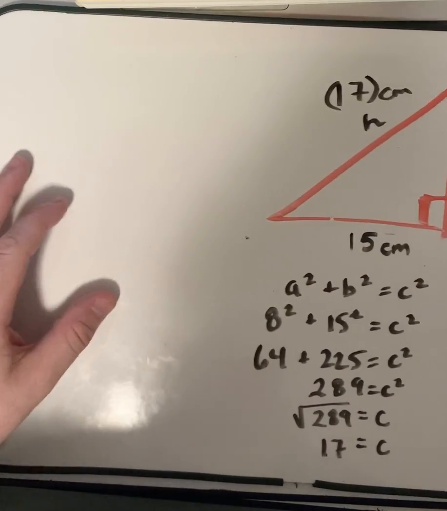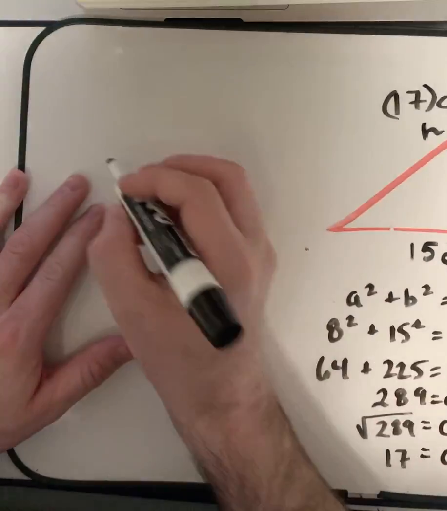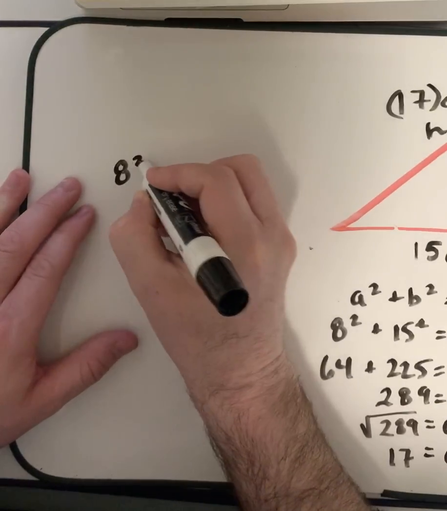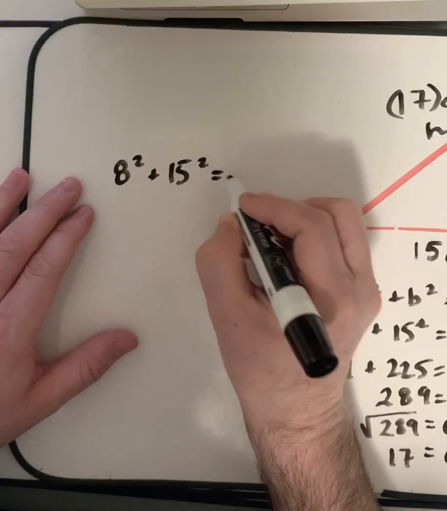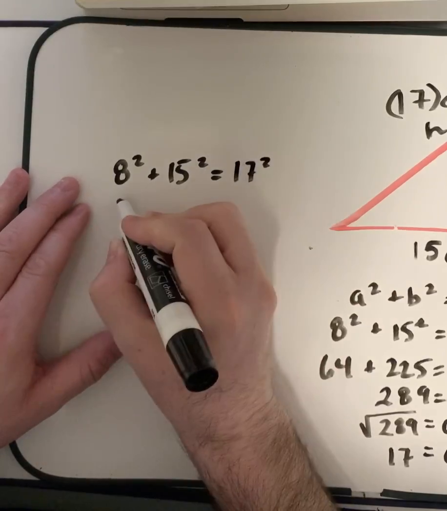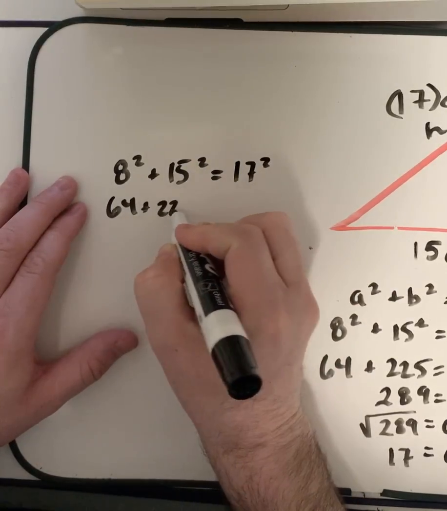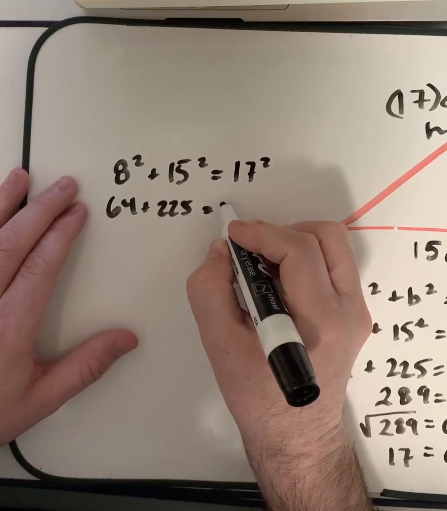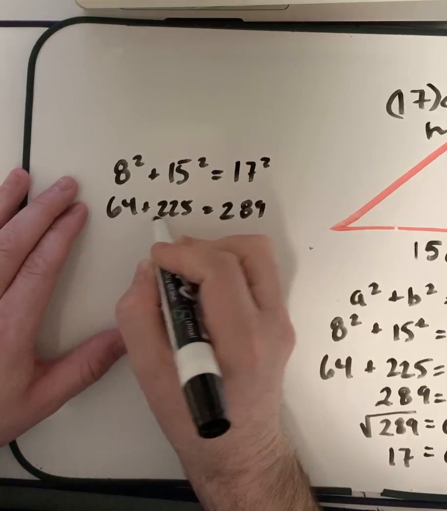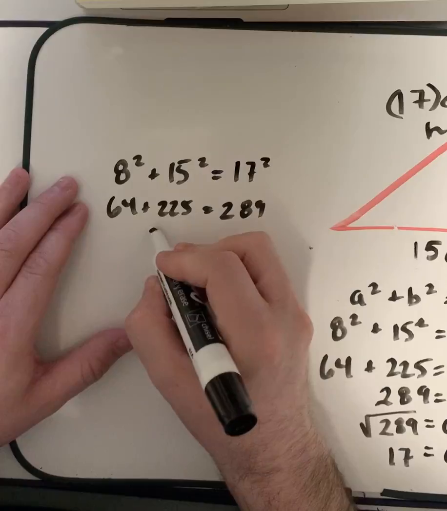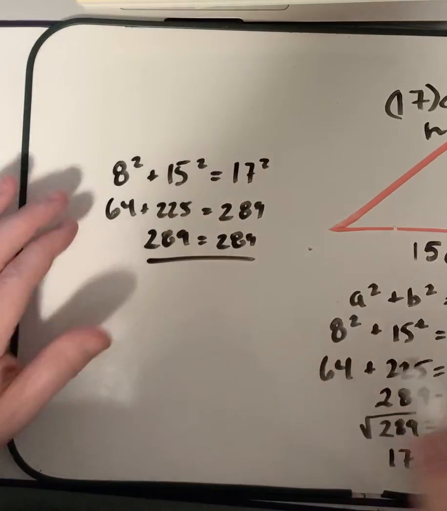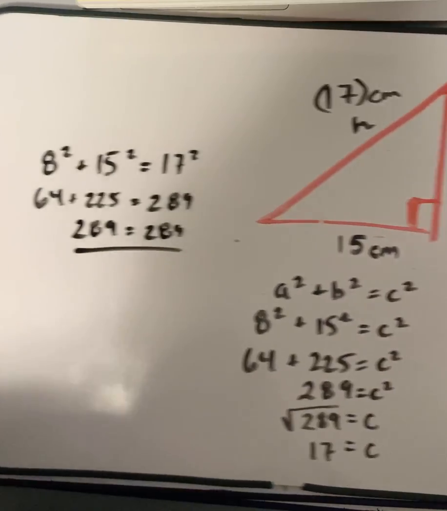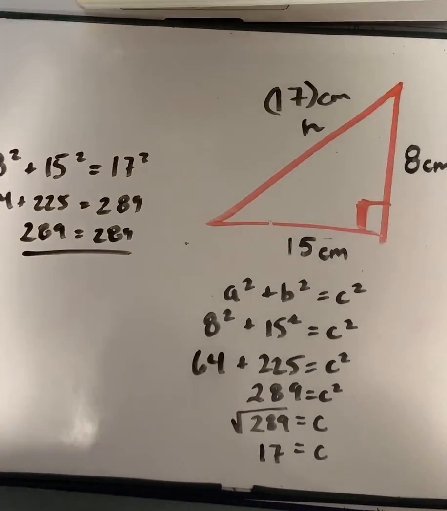I could over here rewrite it as 8 squared plus 15 squared equals 17 squared. Well, I'm just going to do the math all over again. 225, 17 squared is 289. 64 plus 225 is 289. And if my two sides equal out, then I know that it's correct. So those are two very simple ways of doing it.